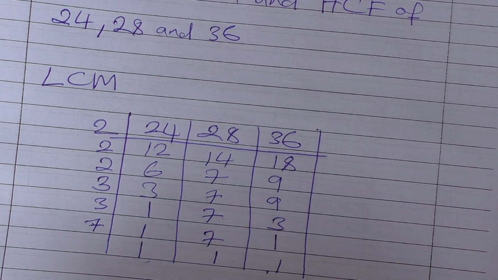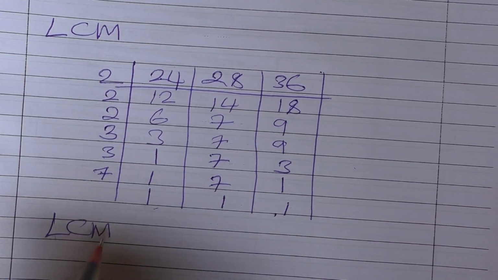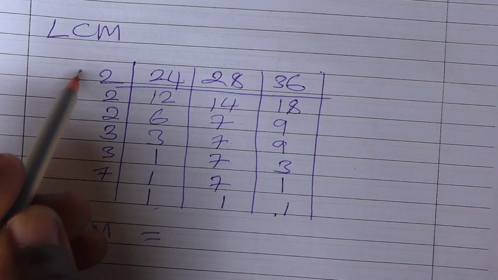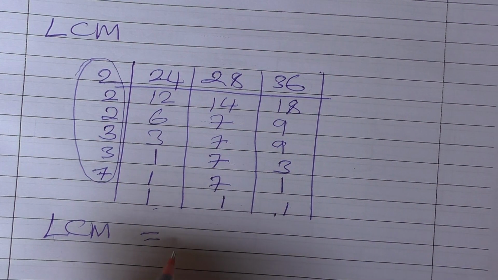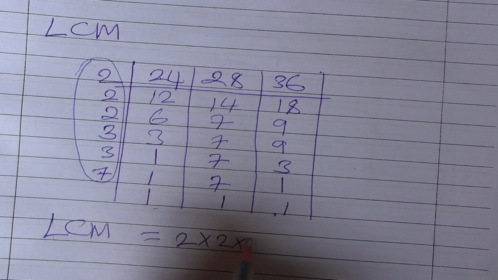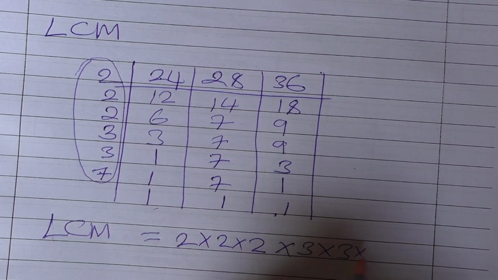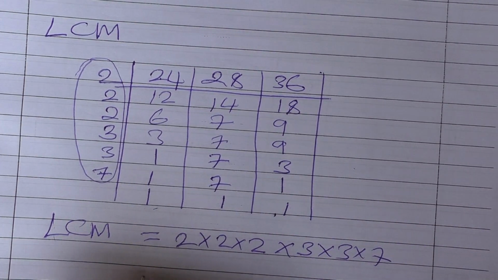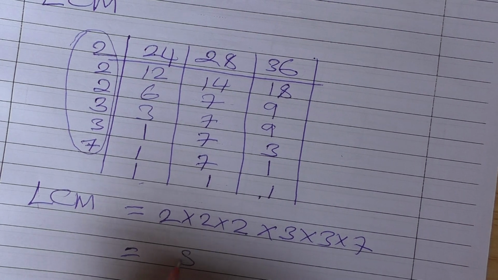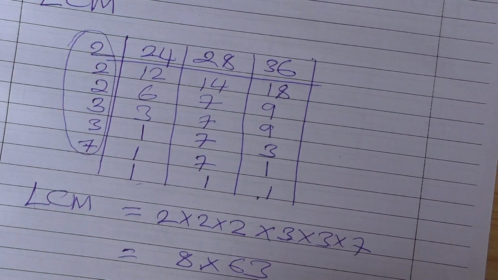And then the LCM is given by the product of the divisors. That is to say, 2 times 2 times 2 times 3 times 3 times 7. So that gives us 8 times 63.